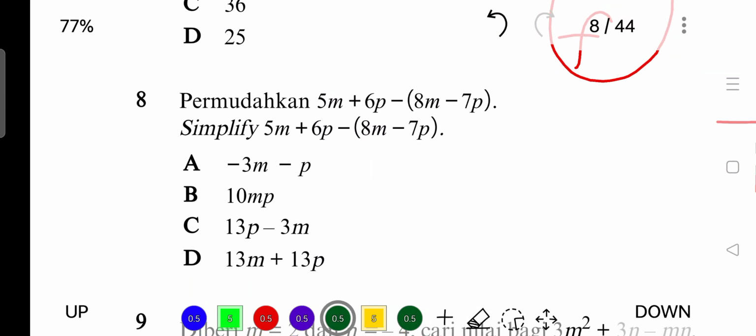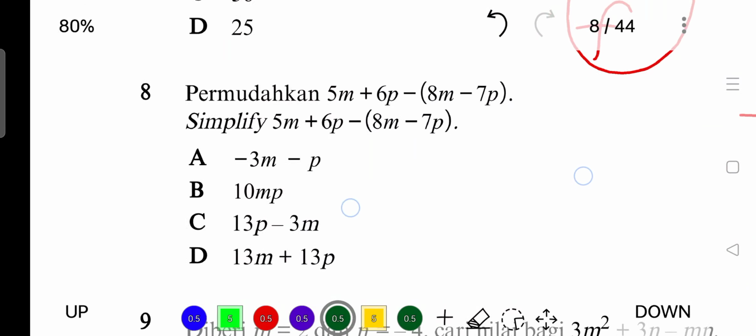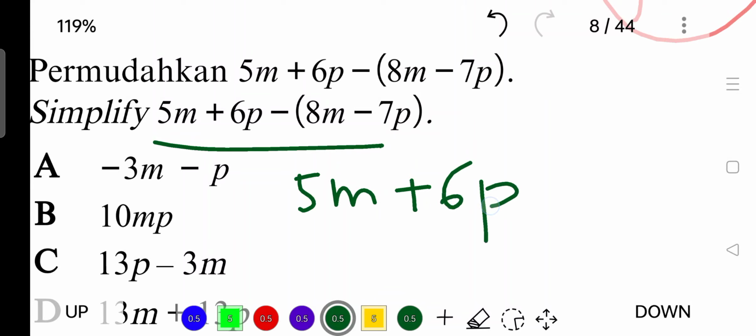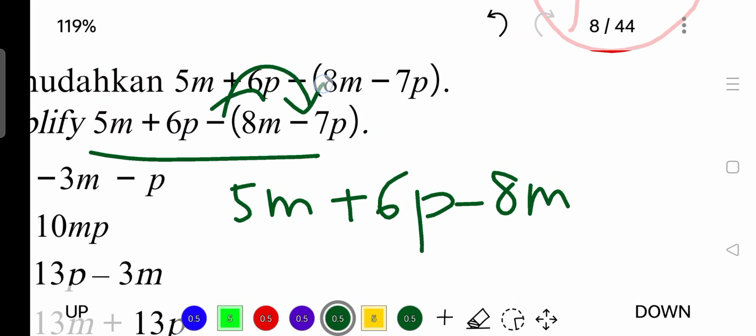So number 8, simplify this. Okay, they asked us to simplify. So let's look at it. 5m plus 6p minus 8m. Then I'm going to, this is distributive law, right? You have to times in.